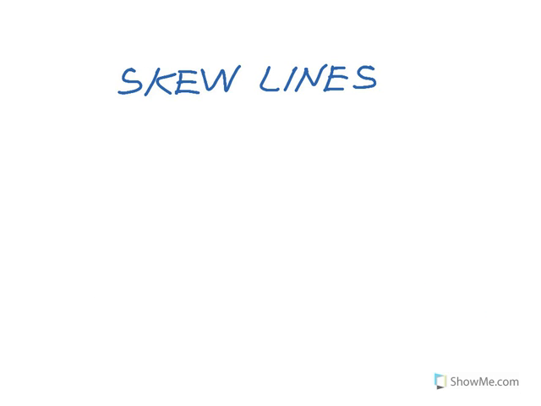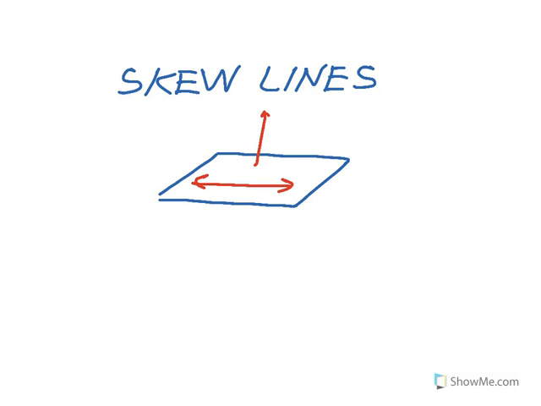Next is skew lines, and skew lines are non-coplanar. They are in different planes. So it would look something like this. So again, skew lines are not in the same plane. They're in different planes, and they don't intersect either.